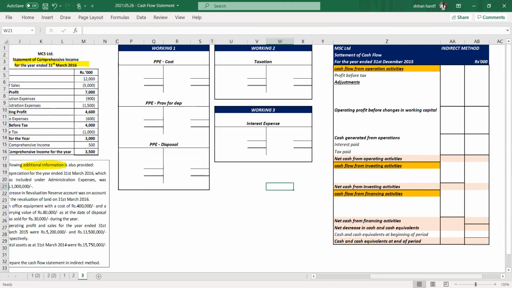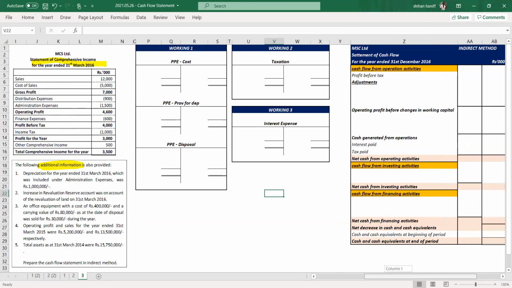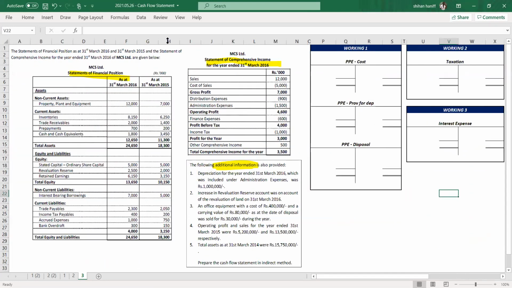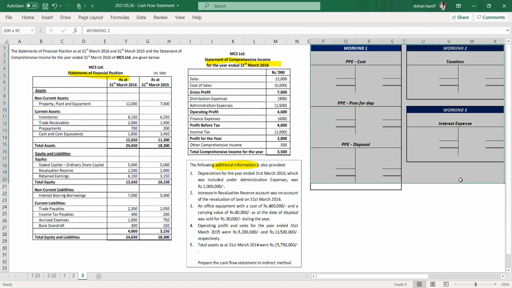Statement of cash flow, 31st March 2016. Then we will start with the additional information. We'll do the workings. After that, it's easy for us to do the cash flow statement.